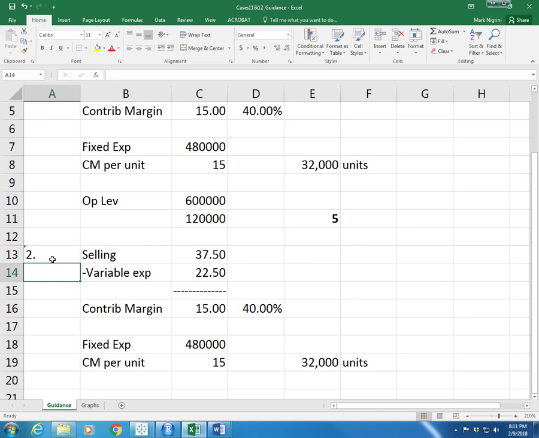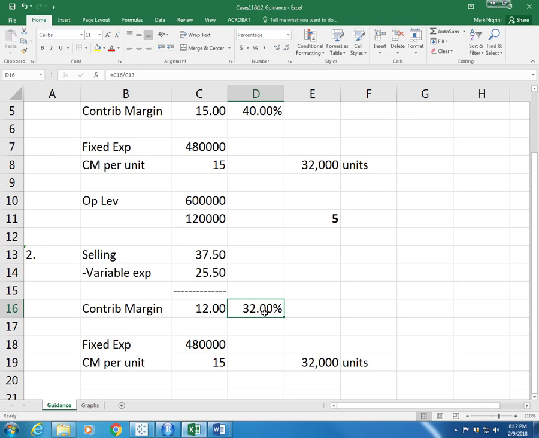Okay, what's going to be happening here? Let me just think for a while. Selling price will stay the same. My variable expenses are no longer $22.50, but $3 higher, $25.50. New contribution margin, 12. New contribution margin percentage, 32%, and in fact that'll be the contribution margin ratio, 32%.